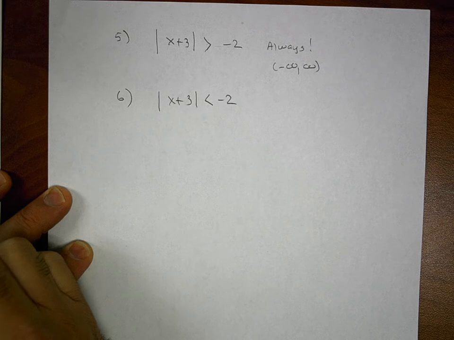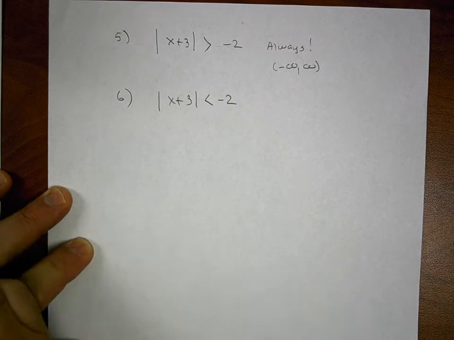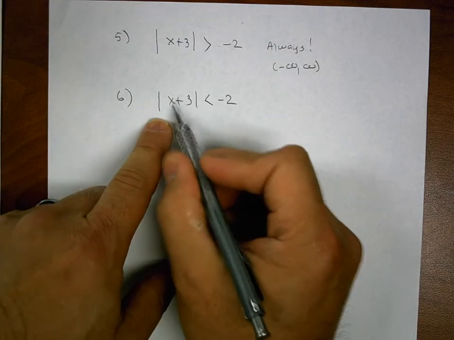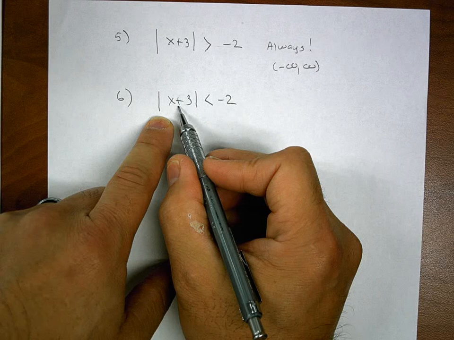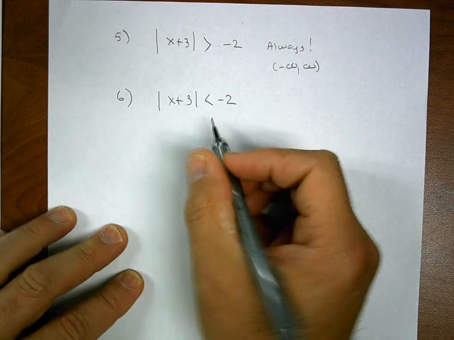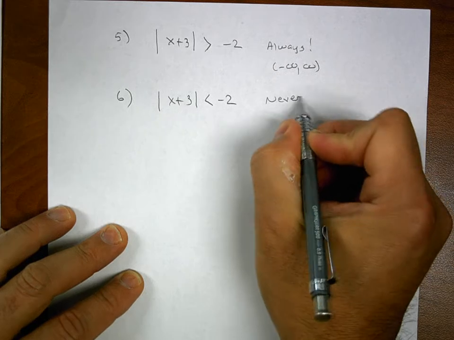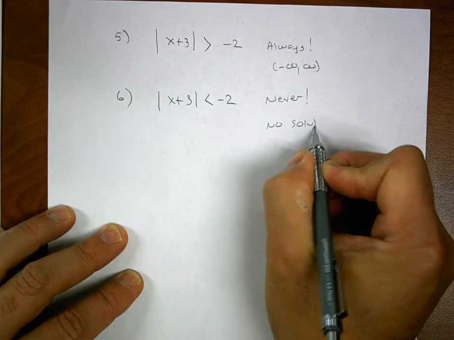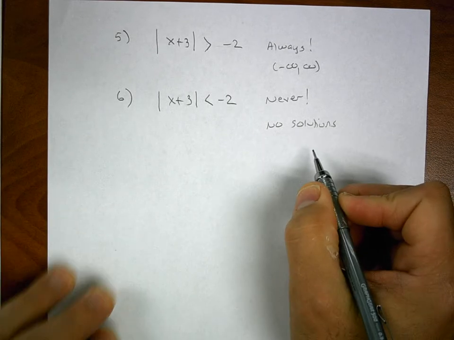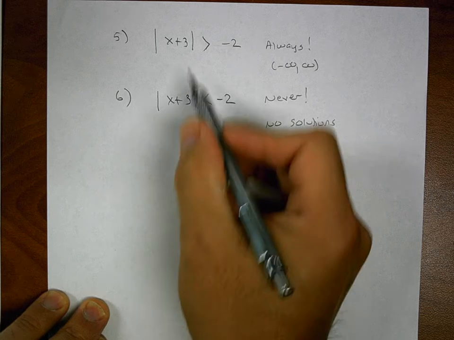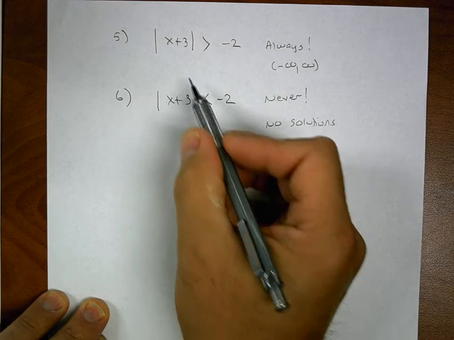Okay, absolute value of x plus 3 is less than negative 2. We're going to want to see these as well. We just got to think about what the answer is. Is this ever going to happen? No. This positive number, whatever it is, 3, 7, 9, will it ever be less than negative 2? It's never going to happen. So you put no solutions. Okay, so you just have to recognize which is which. Just think about it for a little bit and you'll know the answers.